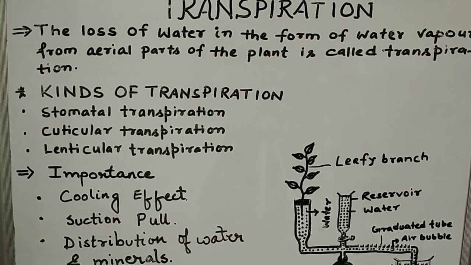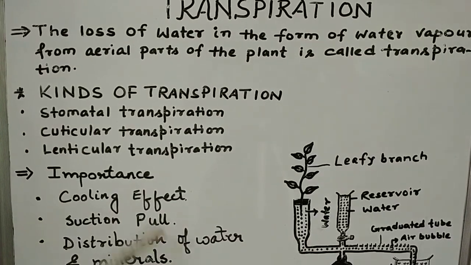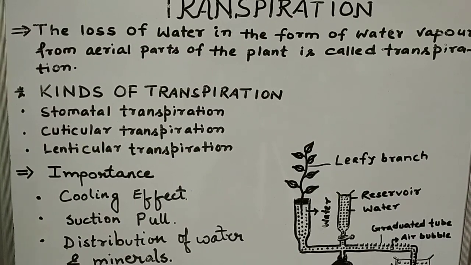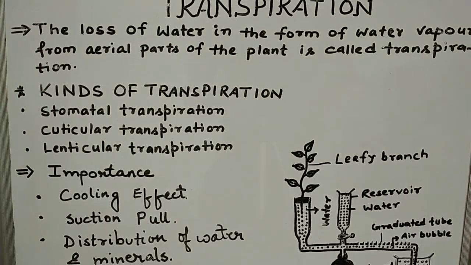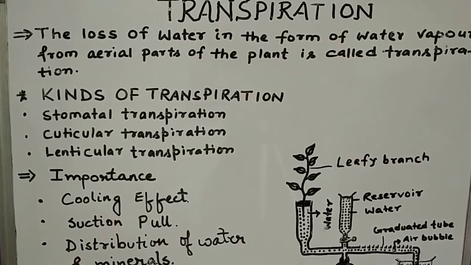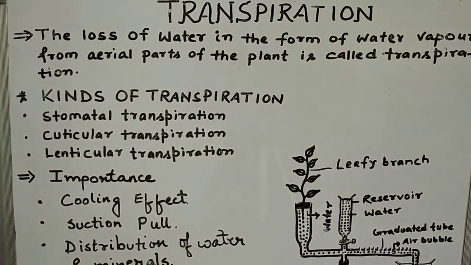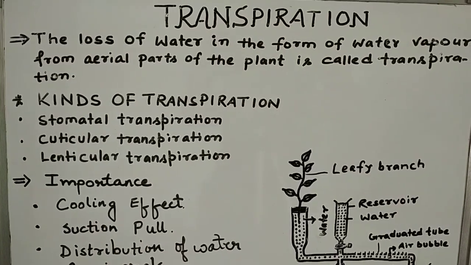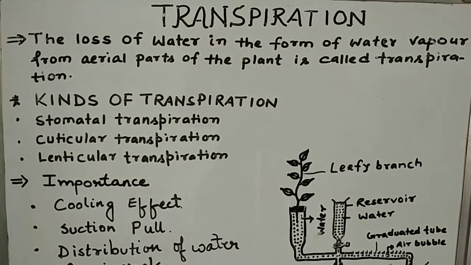There are different kinds of transpiration which I wrote down here: stomatal transpiration, cuticular transpiration, lenticular transpiration. There are different types because there are different structures that help in transpiration. As we know, most of the transpiration takes place from the stomata, around 80 to 90% of transpiration, so it comes under stomatal transpiration.